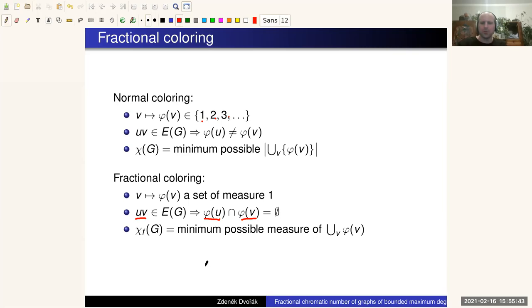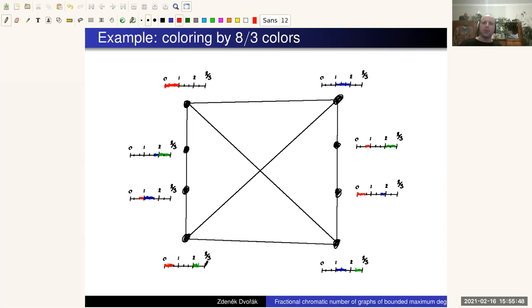So let me give you an example. This is some graph which normally you need three colors to color, but in this fractional setting you can do it with 8/3 colors. The color sets that we will be assigning will be subsets of this interval from 0 to 8/3. Here we are giving this vertex this subinterval of size one, and something more interesting, this vertex we can give this interval from 0 to 2/3, and then this additional interval of length 1/3 somewhere here, and so forth.